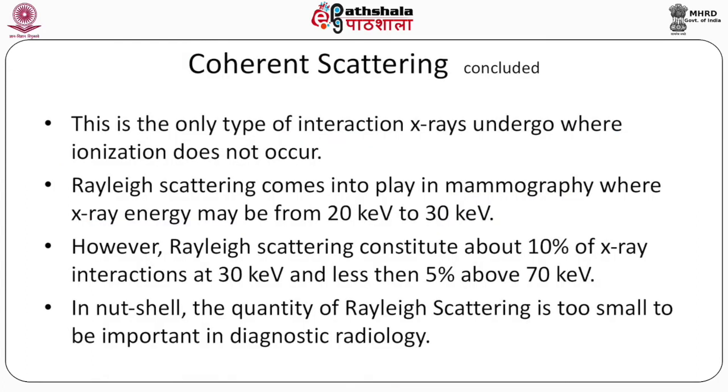This is the only type of interaction X-rays undergo where ionization does not occur. So, coherent scattering, which has both Thomson scattering as well as Rayleigh scattering as parts, undergoes interaction which does not produce any ionization.